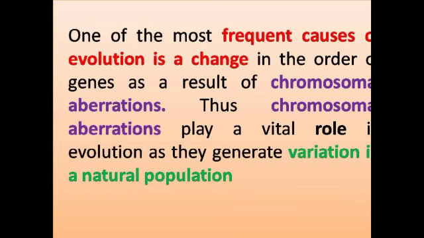Overall, one of the most frequent causes of evolution is the change in the order of genes as a result of chromosomal aberration. Thus, chromosomal aberration plays a vital role in evolution as it generates variation in a natural population.